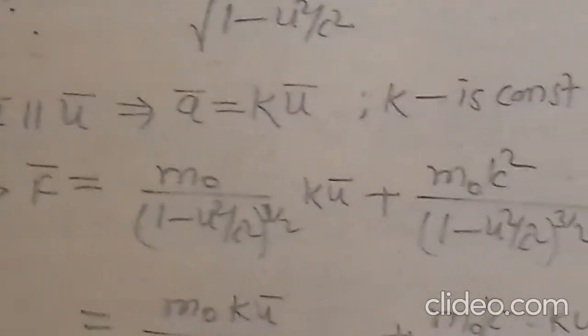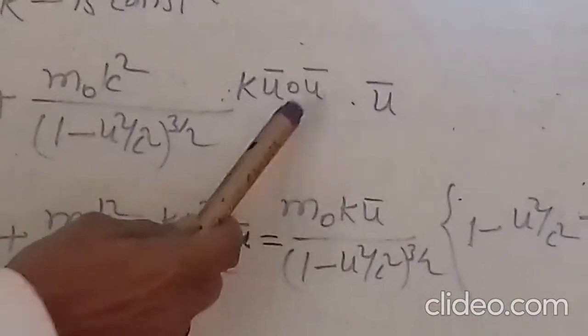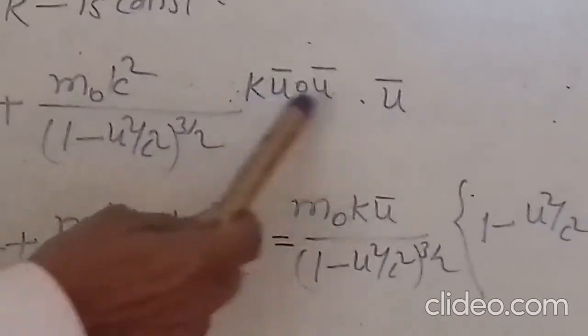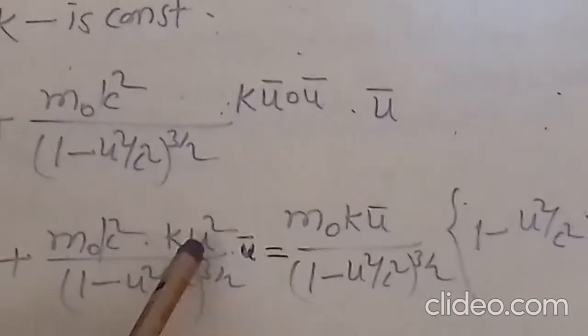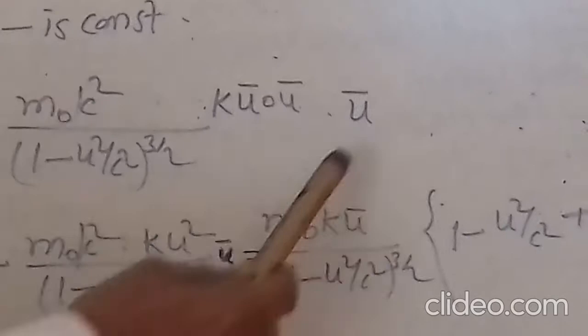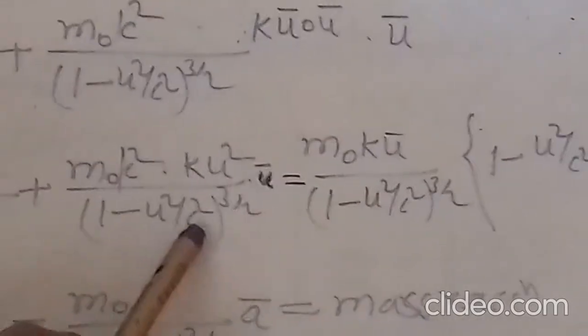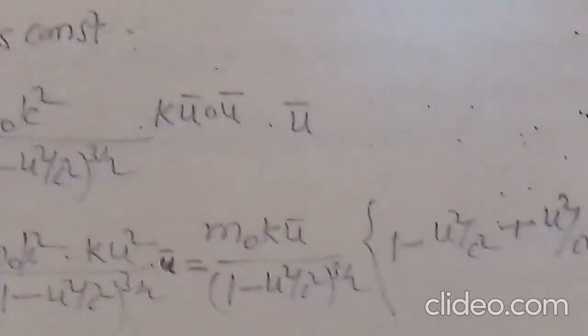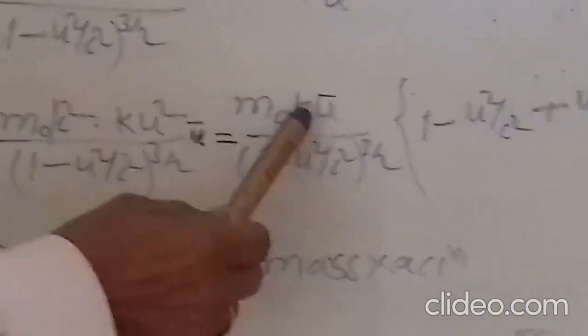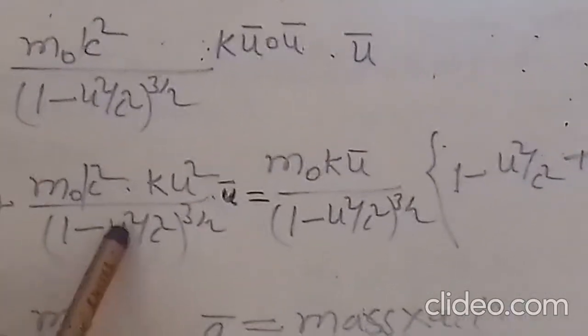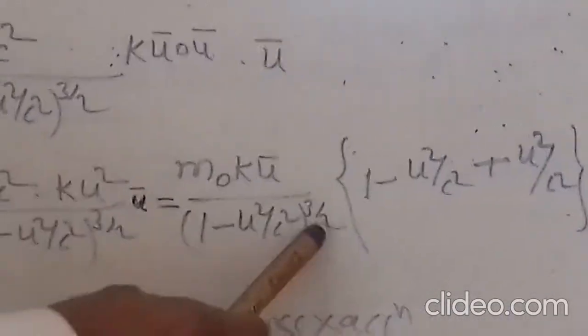So if you write the first term, m naught k into u bar divided by 1 minus u square by c square raised to power half, plus here u bar dot u bar becomes u square. So it is k into u square: m naught by c square into k into u square multiplied by u bar divided by 1 minus u square by c square raised to power 3 by 2. Now from these two terms, just take common m naught k u bar divided by 1 minus u square by c square raised to power 3 by 2.